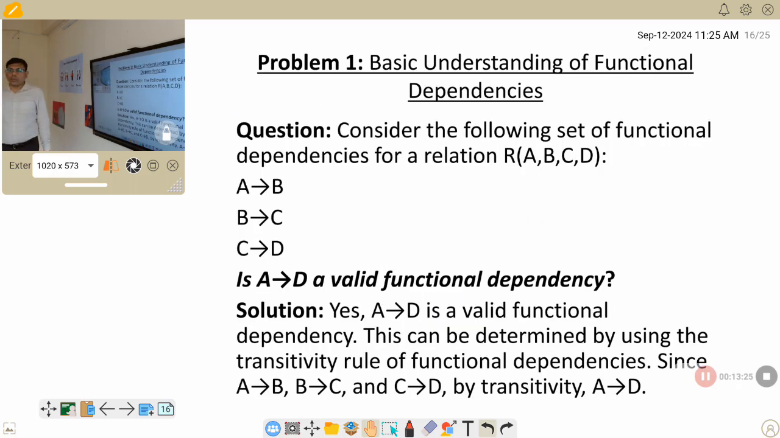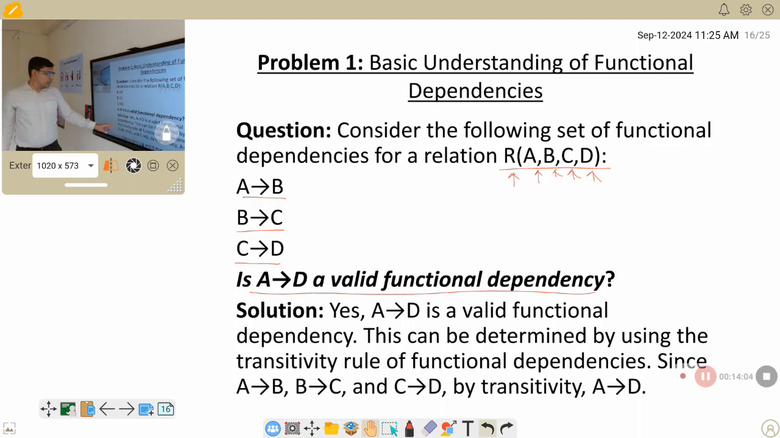Next, we are considering a few examples to clearly understand the functional dependencies. Here we are considering a relation, or you can say a table, R, and A, B, C, D are the attributes of this table, the names of the columns. These are the functional dependencies: A arrow B, B arrow C, and C arrow D. Is A arrow D a valid functional dependency? So that is the question.